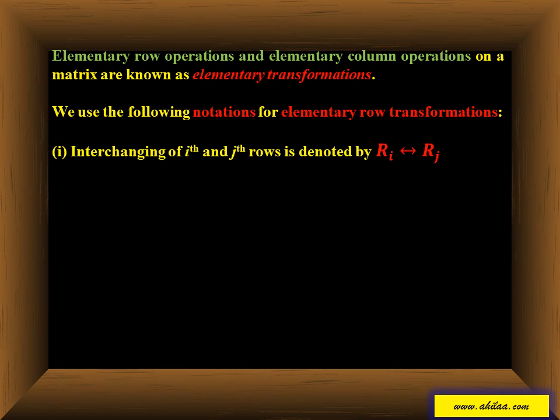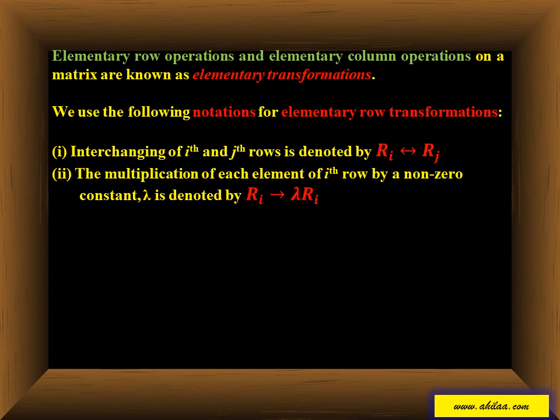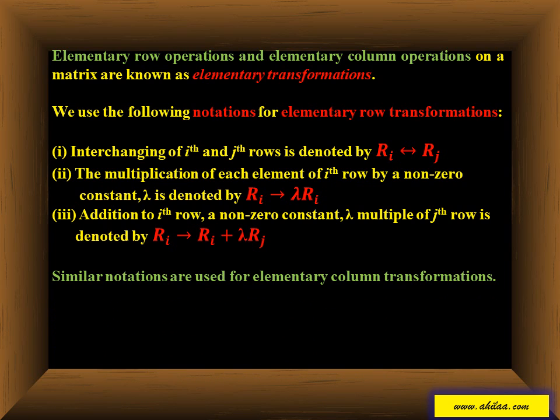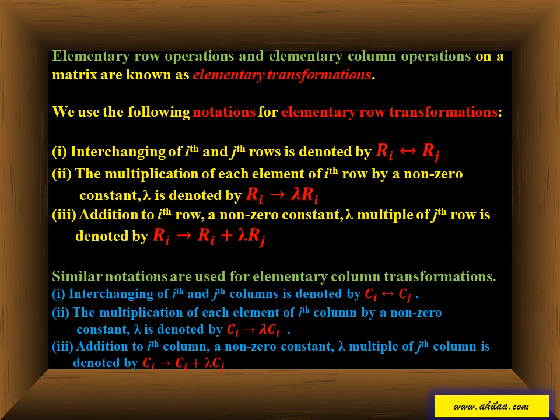First operation, interchanging of ith and jth rows is denoted by Ri interchange with Rj. Second one, the multiplication of each element of ith row by a non-zero constant lambda is denoted by Ri goes to lambda Ri. Third operation, addition to ith row, a non-zero constant lambda multiple of jth row is denoted by Ri goes to Ri plus lambda Rj. Similar notations are used for elementary column transformations too. Instead of R, we put C.